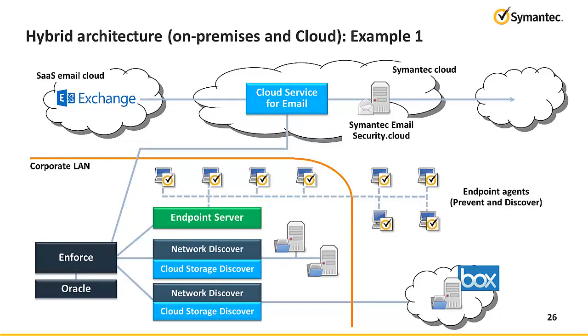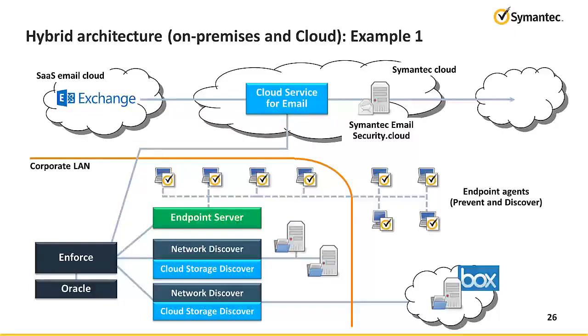This section presents a couple of sample hybrid architecture scenarios to illustrate some of these options. The figure shown here depicts a hybrid cloud and on-premise architecture in which Symantec DLP Cloud Service for Email protects Office 365 Exchange email, while an on-premise endpoint server, powering both Endpoint Prevent and Endpoint Discover, and the accompanying endpoint agents protect endpoints both on and off the network. Meanwhile, a Network Discover server implemented on-premise scans local data repositories, while an on-premise Cloud Storage Discover scans Box for Business accounts in the cloud.